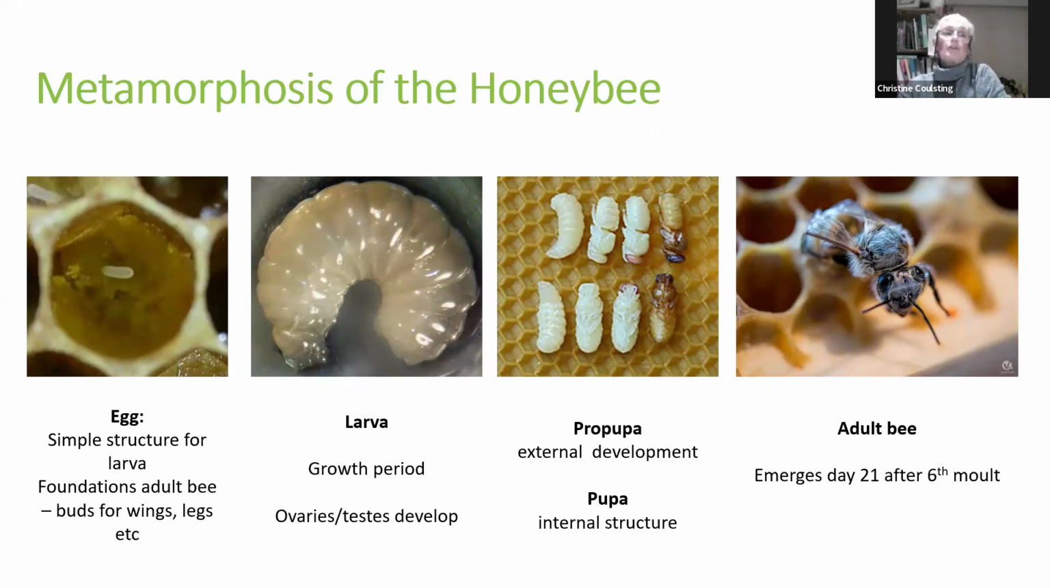So the development of the honeybee, the metamorphosis, is in 4 parts. It starts off as an egg, and the egg is laid, and basically inside the egg, a very simple structure is developed for the larva. And it gives you the foundations for the adult bee, their buds for wings, legs, etc.